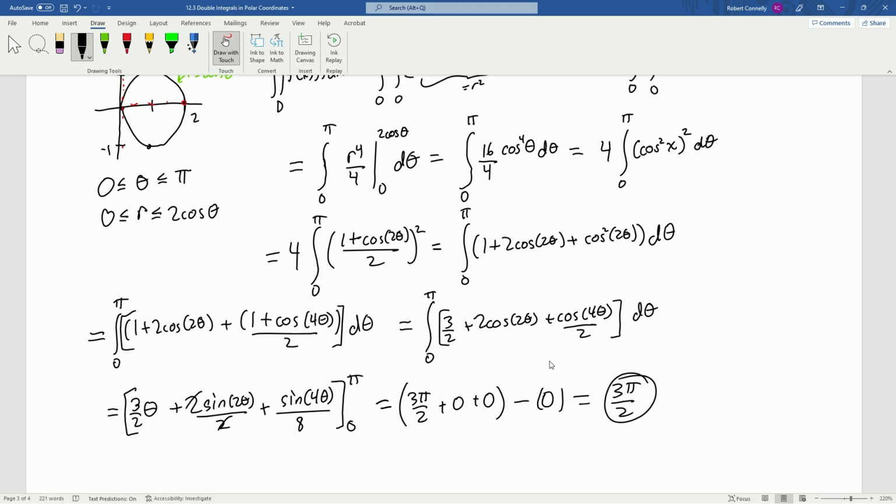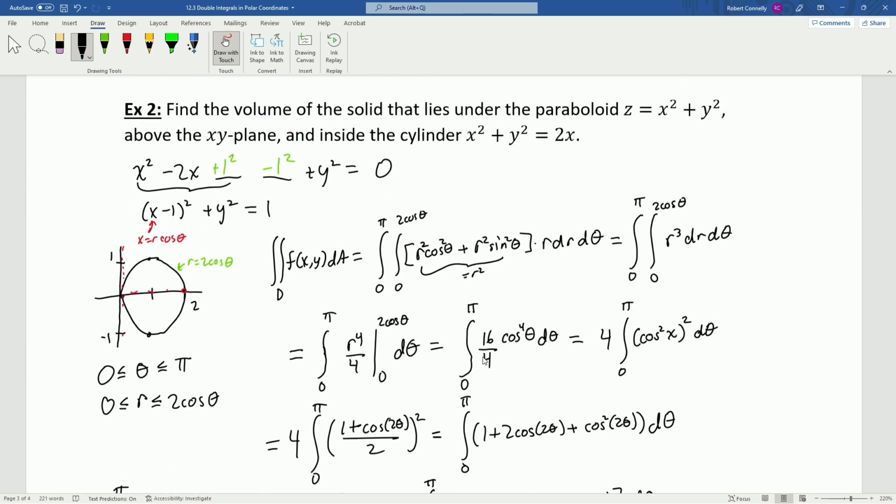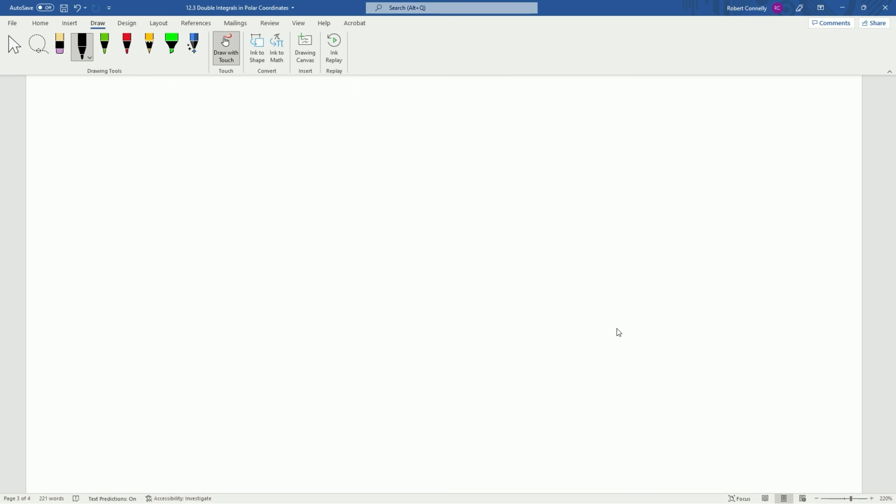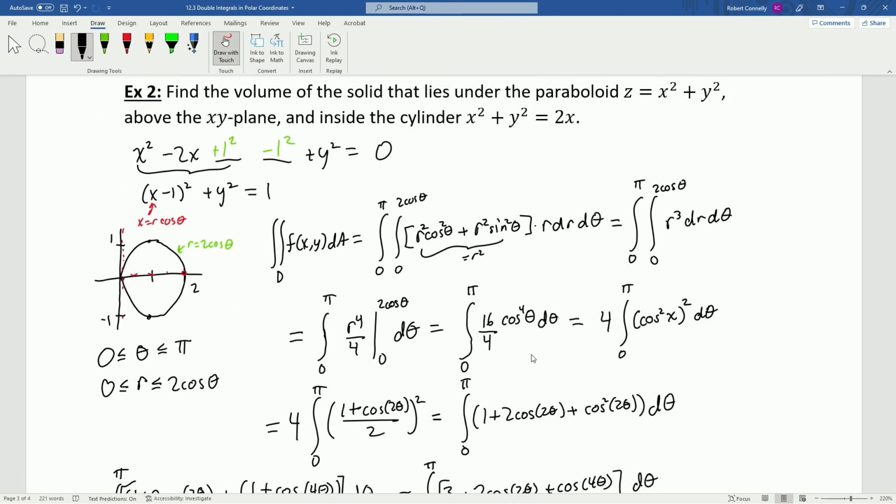All right, so that's it for that example. Let's go ahead and move on. Oh, wait, there's nothing to move on to. That's the end of this section.